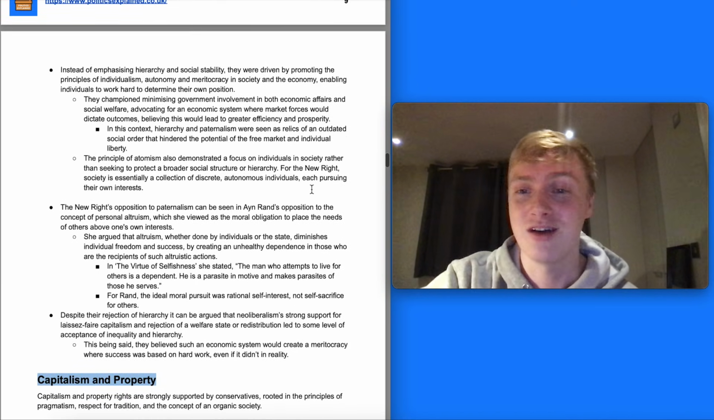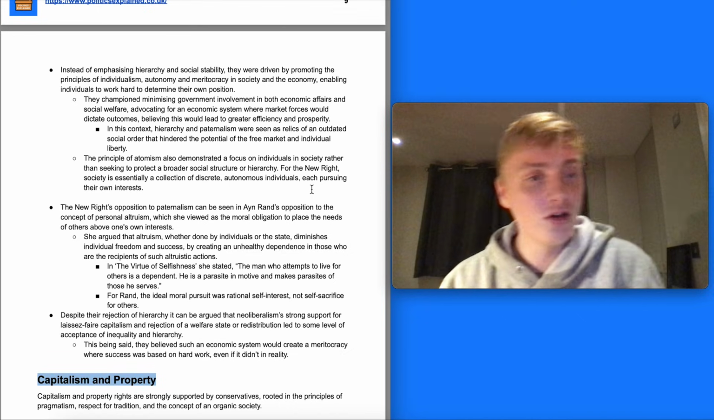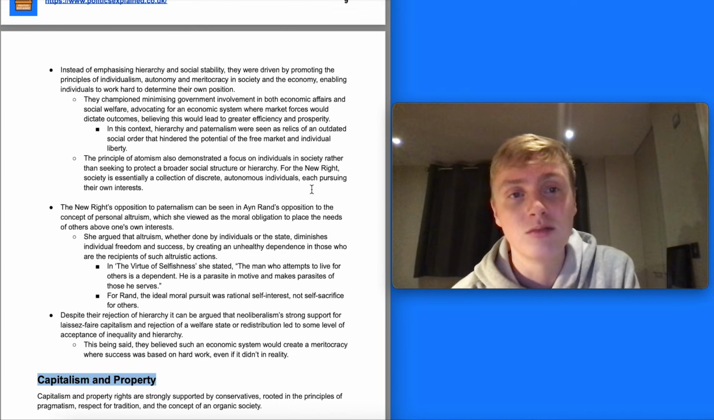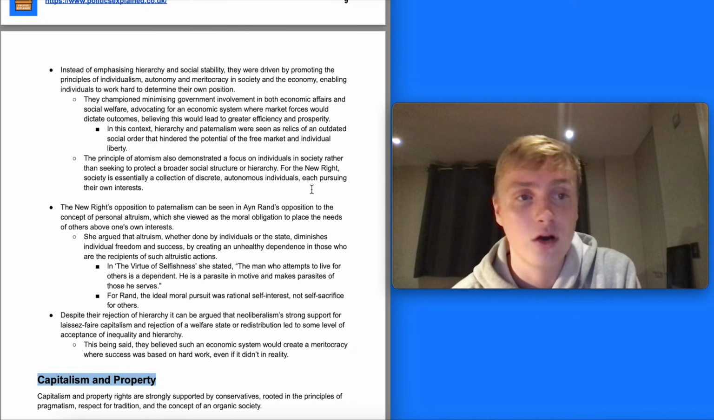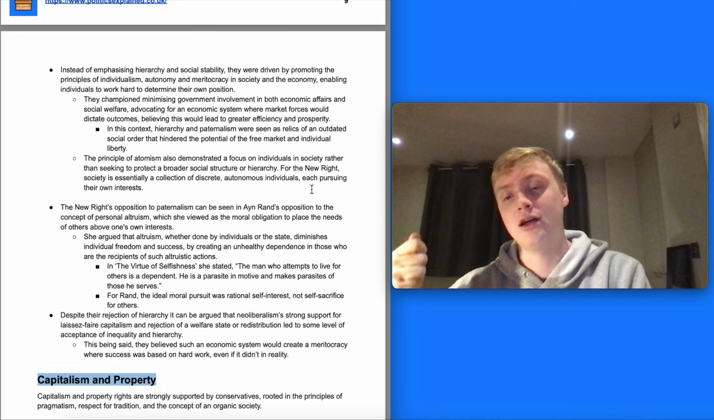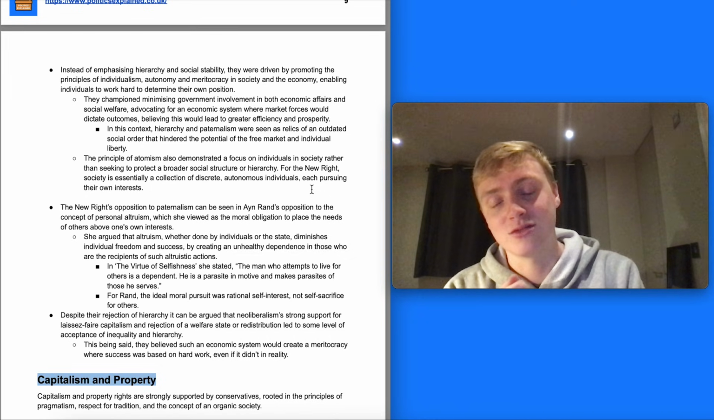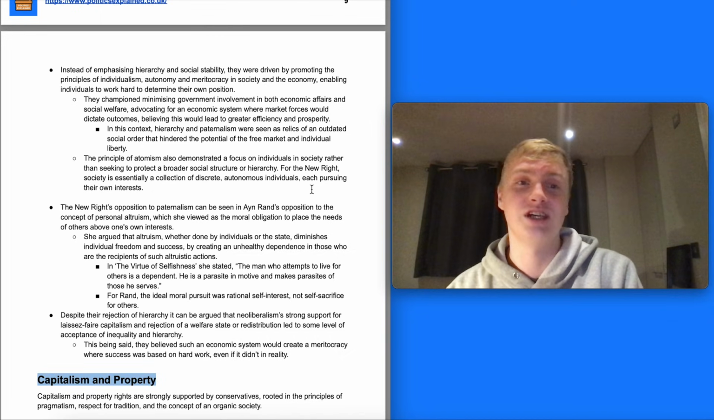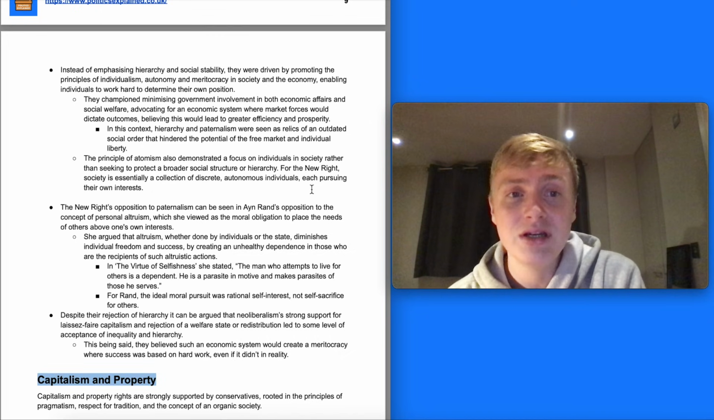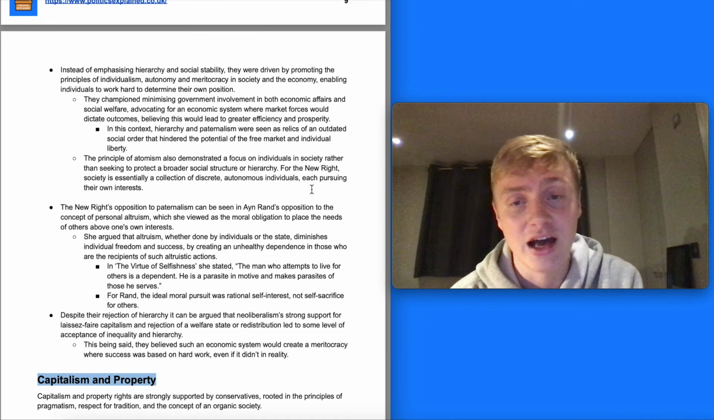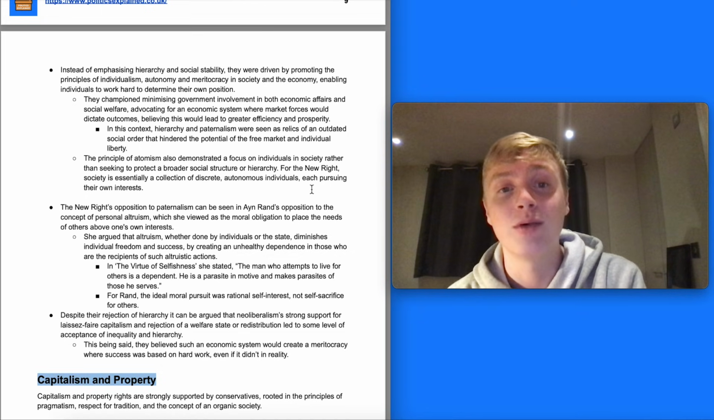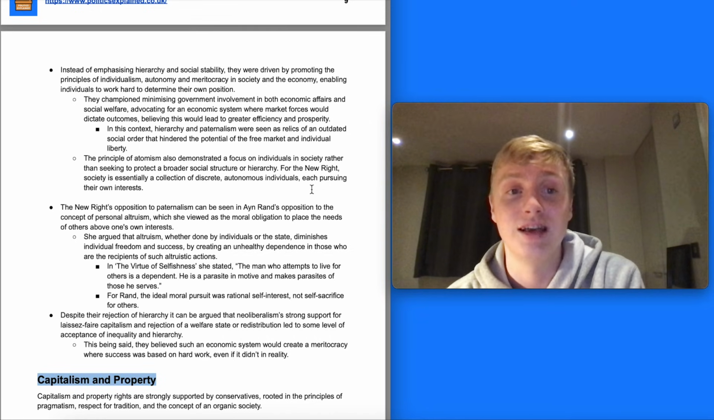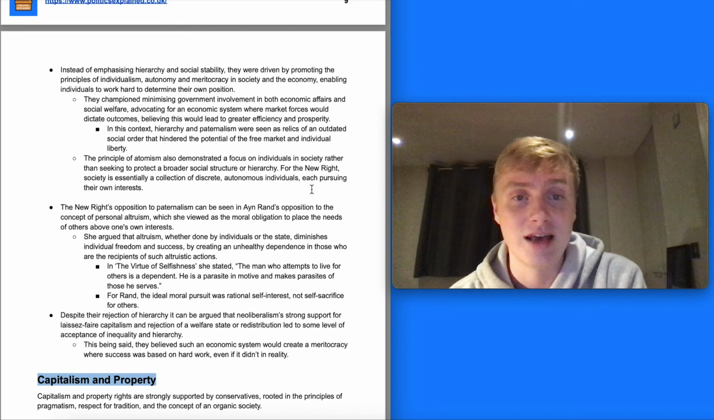It's not like traditional One Nation conservatives supported loads of state intervention. So instead of emphasising hierarchy and social stability, they were driven by promoting the principles of individualism, autonomy and meritocracy in society and the economy. Again, as we spoke about a little bit earlier when we looked at pragmatism and their rejection of pragmatism, it's an ideologically driven ideology, driven by the ideology of freedom. So they championed minimising government intervention in both economic affairs and social welfare, and an economic system where the market, laissez-faire capitalism, would dictate economic outcomes.